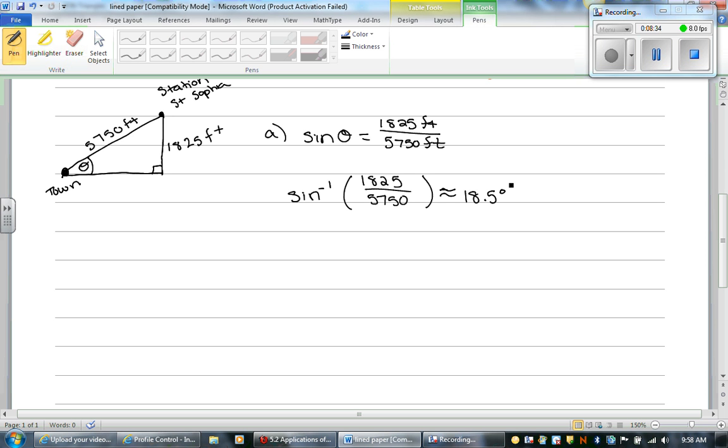All right, so part B said that we wanted to find the angle of depression from Station St. Sophia to Mountain Village. So from Station St. Sophia, we traveled down to Mountain Village. So we're going to create a new right triangle. Here's Station St. Sophia, and we're going to travel down to Mountain Village. We still have our altitude, which is still the same, but this time we've traveled 3,913 feet.